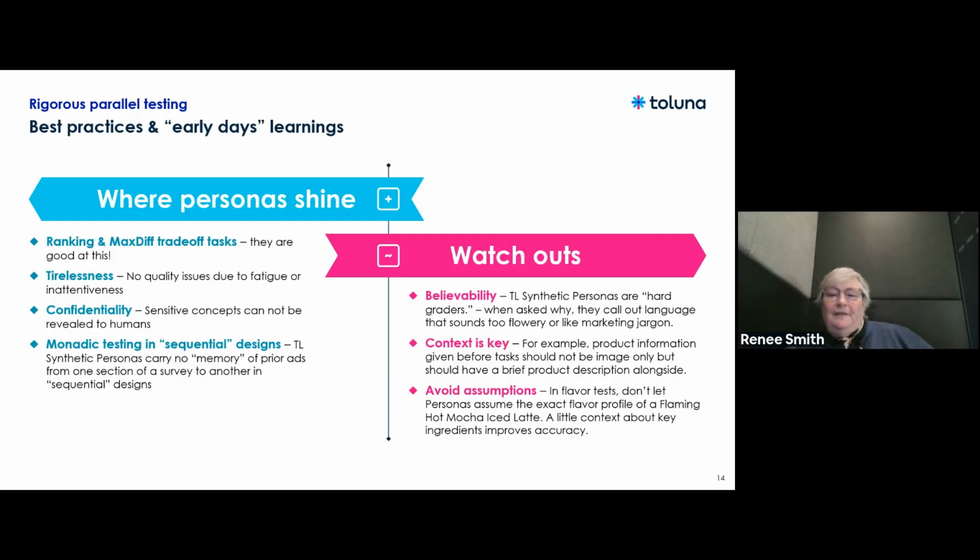So, for example, in flavor tests, if you're testing a flaming hot mocha iced latte, a human is probably going to make some decent assumptions about what's going on there. But you get higher accuracy if you give the personas a little bit of context about what the top 2 or 3 key ingredients are. Non-complex flavors, you don't even have to give them that.